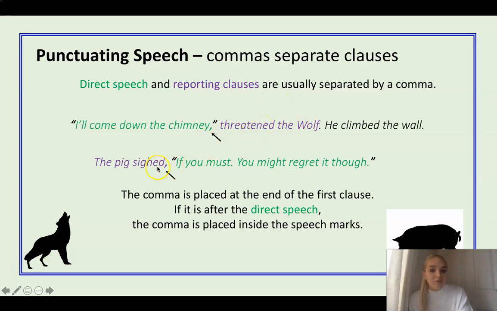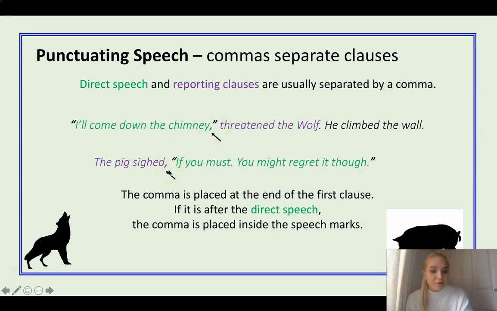However, if the reported clause is before the direct speech in this example, then the comma must go after the reported clause. And you can see that my direct speech is ended with a full stop. Why would it not end with a comma in this circumstance, Year 4? Absolutely, because it's the end of the sentence. Whereas here, the speech has ended, but the reported clause is coming next, so it shouldn't be a full stop there, okay? So always remember that if there's a reported clause after the direct speech, the comma has to be inside the inverted commas, not this side of the inverted commas.